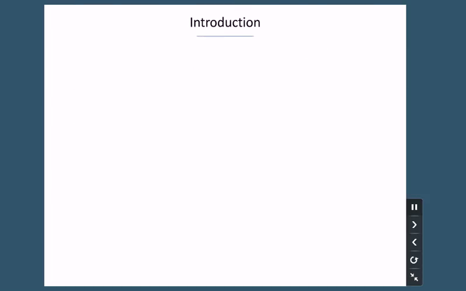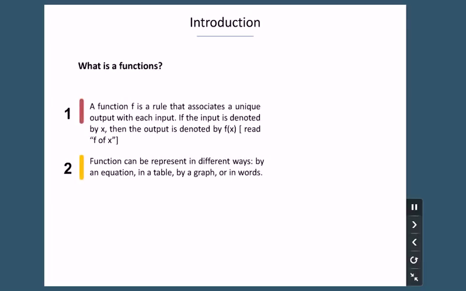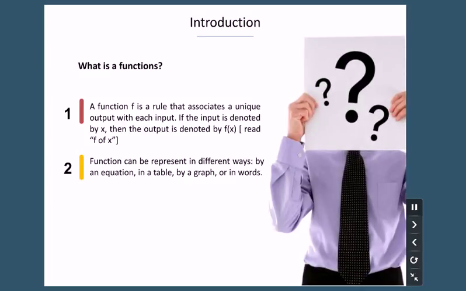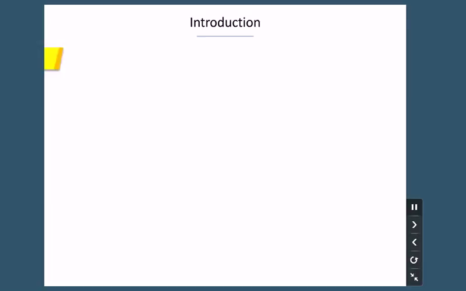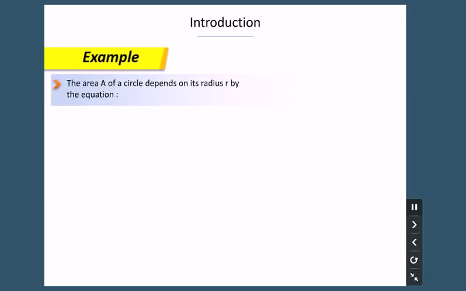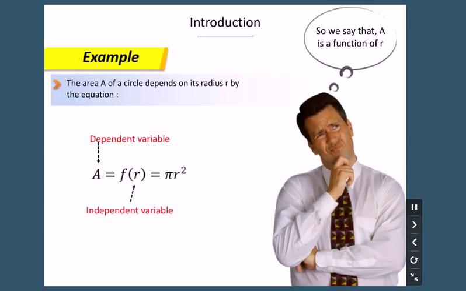What is a function? A function f is a rule that associates a unique output with each input. If the input is denoted by x, then the output is denoted by f(x), read f of x. Functions can be represented in different ways: by an equation, in a table, by a graph, or in words. Example. The area A of a circle depends on its radius r by the equation. So we say that A is a function of r.